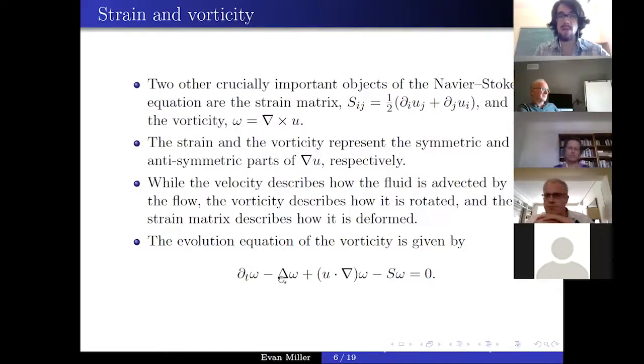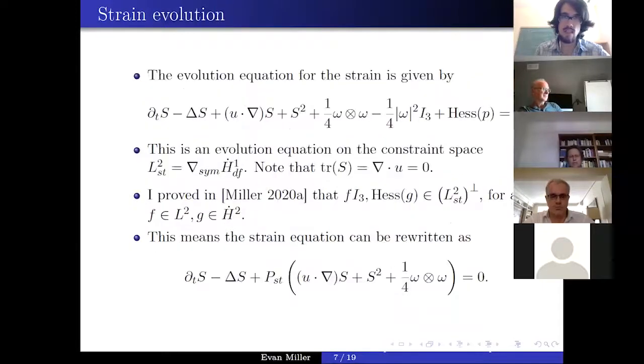So you have a viscous dissipation term, you have an advection term, and you have a vortex stretching term. How the vorticity and the strain interact has been the subject of a lot of study, but the role of the strain itself has been studied less. So the evolution equation for the strain is a bit longer.